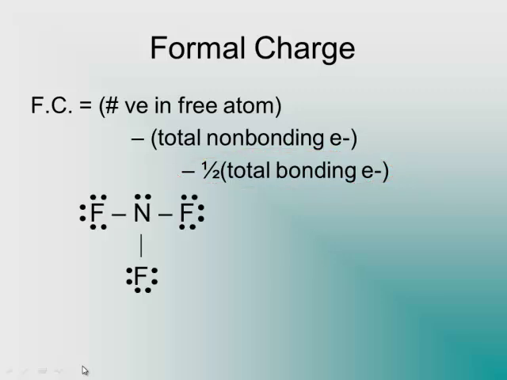Let's look at an example. Let's assign a formal charge to each atom in nitrogen trifluoride. The fluorines are all bonded in the same way, so they'll all have the same formal charge. So look at any one of them. Start by writing down the number of valence electrons a fluorine atom has. That would be 7. Subtract from that how many non-bonding electrons are on the fluorine. 6. And subtract 1 for each bond. So 1. 7 minus 6 minus 1 is 0.